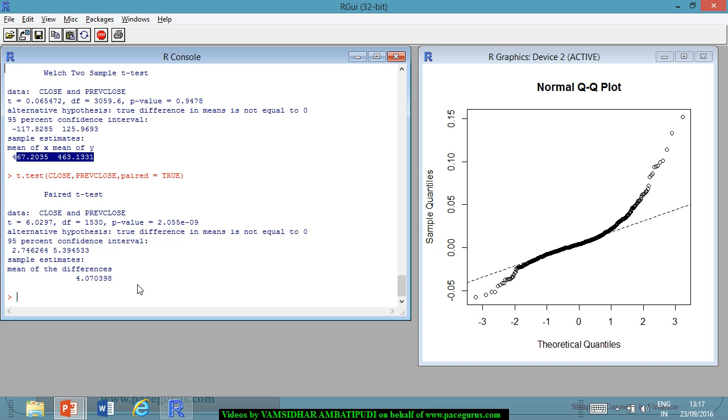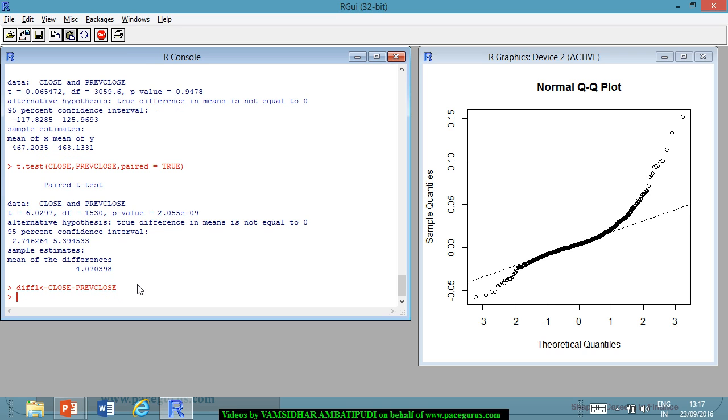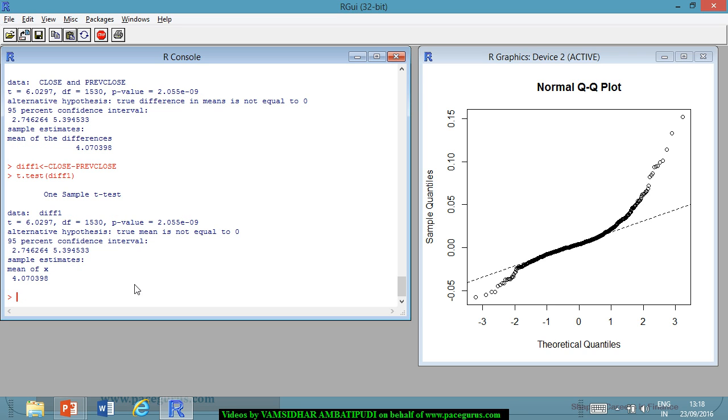What has actually happened is, if you look at this data, I'll compute diff1. I'll call it close minus previous close. Right, I've computed diff1. And now I'm doing a t.test associated with diff1. This is what has actually happened. So I am taking the difference separately and performing a one sample t-test instead of a two sample t-test.